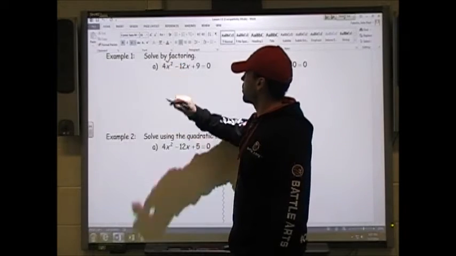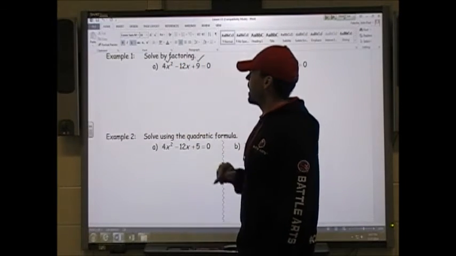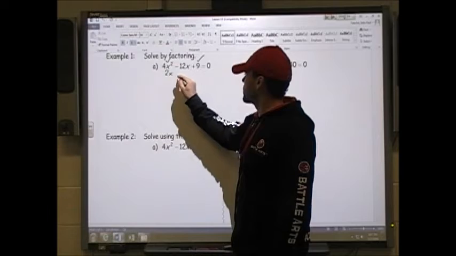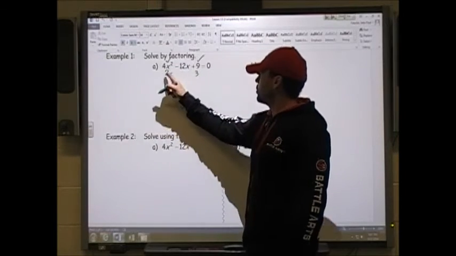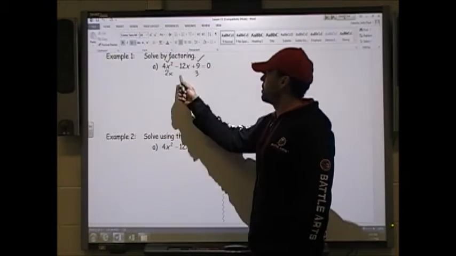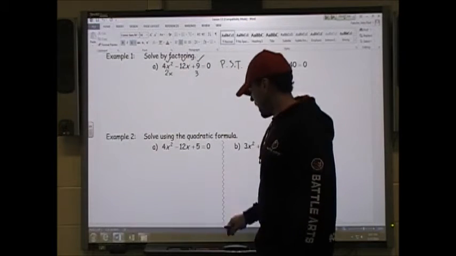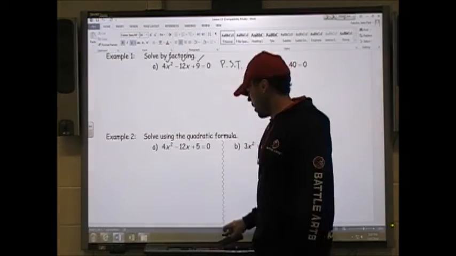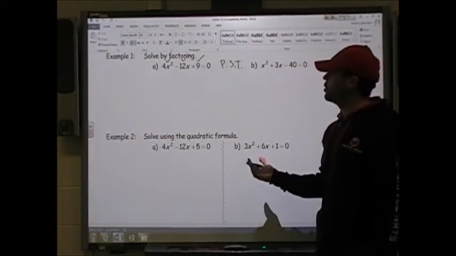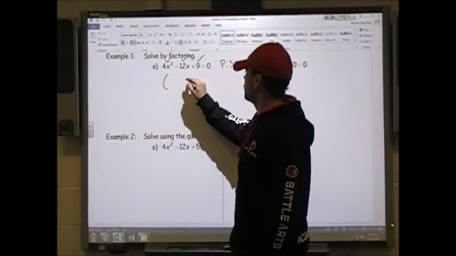I take the square root of this and that. The square root of this is 2x and the square root of this is 3. If I do 2 times 3, it's 6x, double it, it's 12x. So guess what? This is a perfect square trinomial. So I actually don't have to use crisscross method or decomposition, but if you used crisscross method or decomposition, you would end up with this.